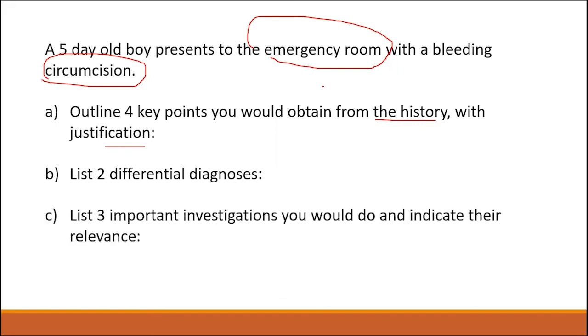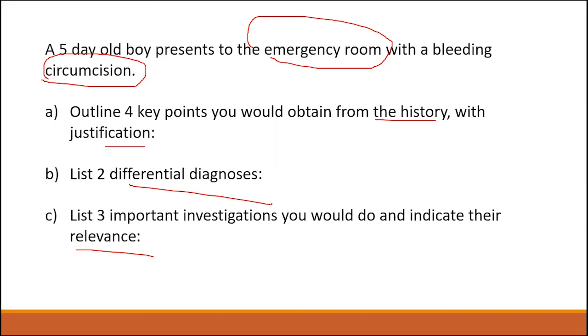List 3 important investigations you will do and indicate their relevance. Again, everything should be based on your differentials. So if you're doing a clotting profile, why are you doing it? Because you're thinking of hemophilia, you're thinking of bleeding disorders, isn't it? So you do your clotting profile. You want to do specific factor assays, like factor 9, like factor 8. You want to do them.